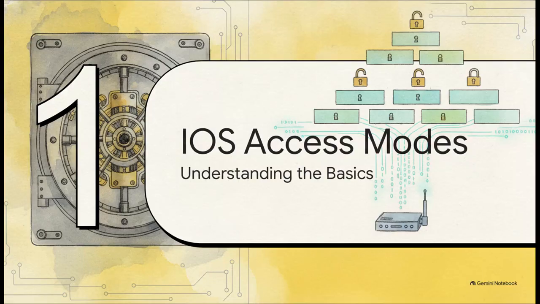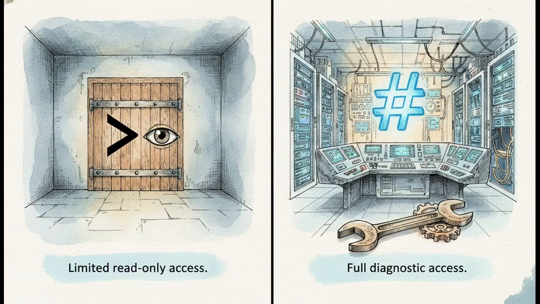Let's dive in. All right, kicking things off with Section 1, Understanding IOS Access Modes. You see, you simply can't secure a device's vault if you don't actually know how to navigate its front door. Cisco's operating system runs on a strict hierarchy, and knowing exactly where you are in that hierarchy dictates what you can and can't change. Let's contrast the two primary modes you're going to encounter first.